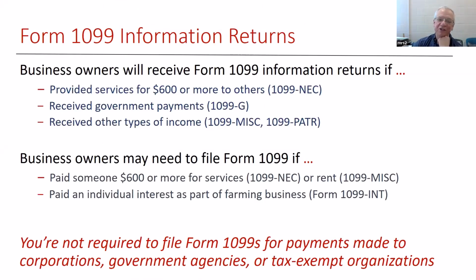Yeah, so here are the information returns that are common in agriculture. Business owners are going to receive either a 1099 for services from others, or a 1099-G for government payments, or if you're part of a co-op, you might get a 1099-PATR. You're going to need to file one if you pay somebody $600 or more for services or for rent, or if you paid some individual interest as part of your farming business expense. You're not required to file these forms if you make these payments to corporations, government agencies, or tax-exempt organizations.